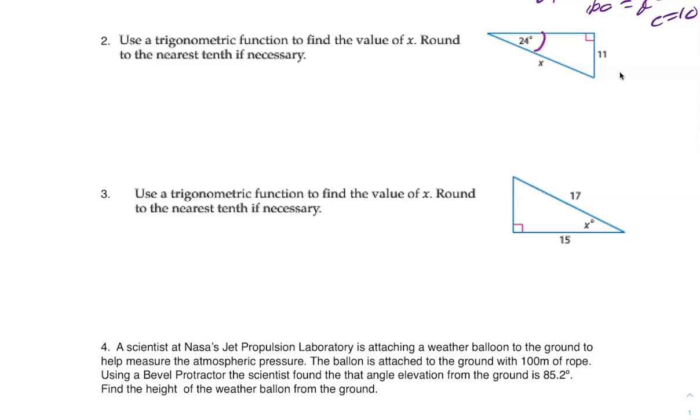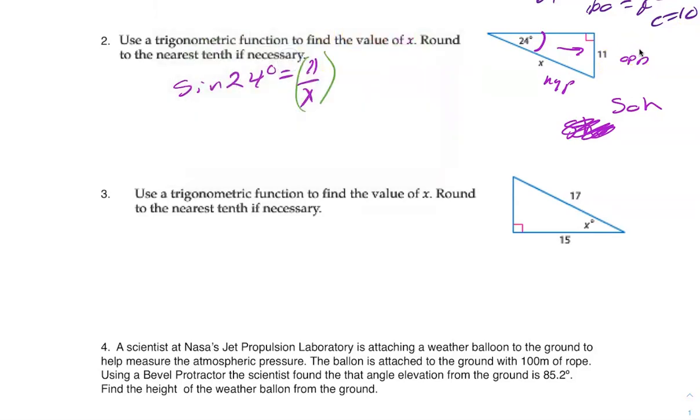So here's my angle. So we want to label the sides. This is opposite. This is hypotenuse. So the only thing I have here is O and H. So that is SOH. So sine of the angle 24 equals opposite over hypotenuse, so 11 over x. This is a more annoying one, so we gotta multiply by x to solve for x. So I get x sine 24 equals 11. Divide by sine of 24. So x equals 11 over sine of 24.